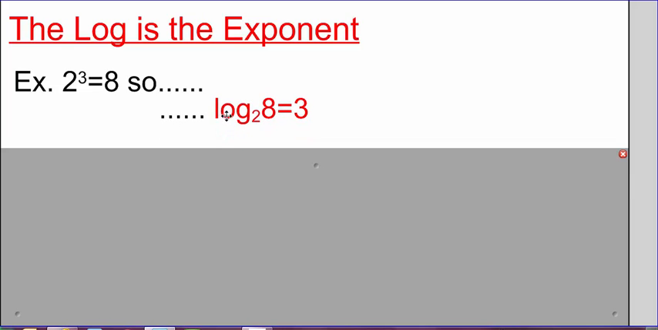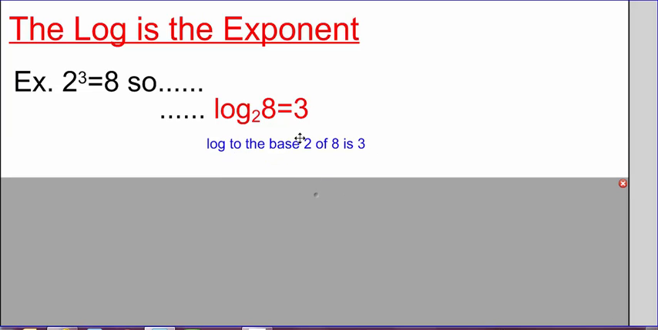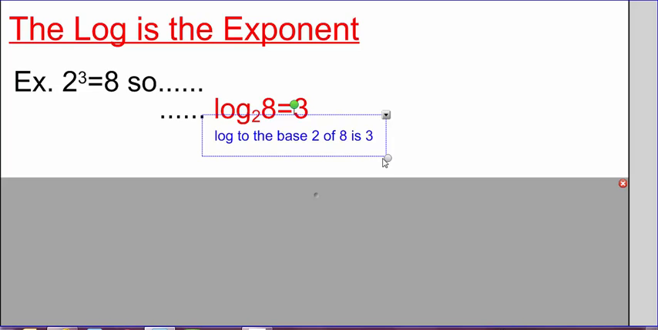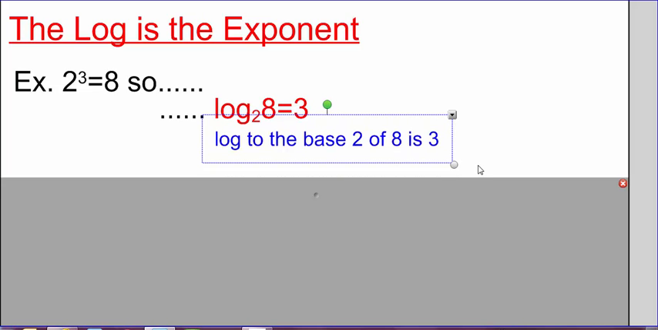Okay, so if we read this through, log base is 2. The base was 2 up here. The 8 is the other value. And the exponent, again, is the 3. So the log over here is equal to the 3 over there. And to read that out, this is the way it reads: log to the base 2 of 8 is equal to 3.